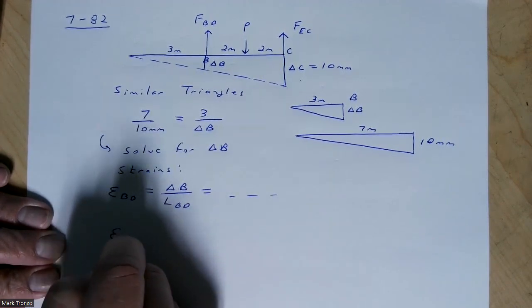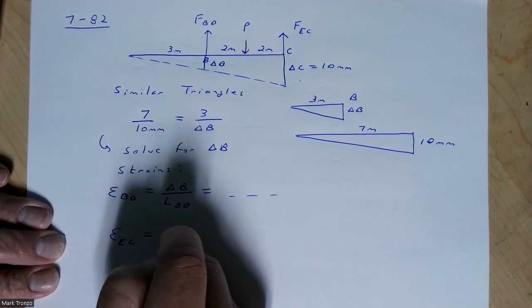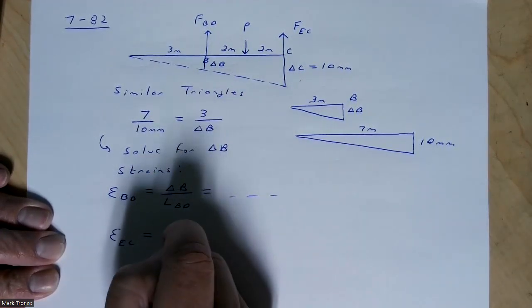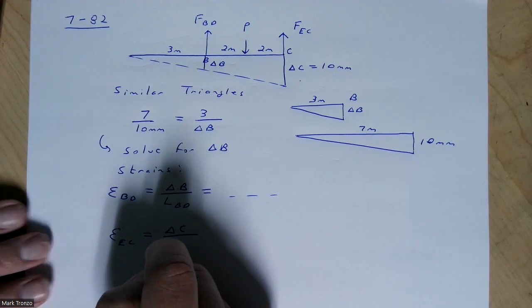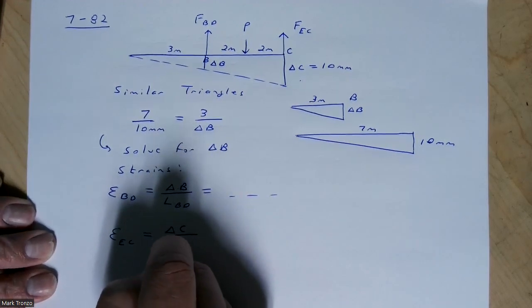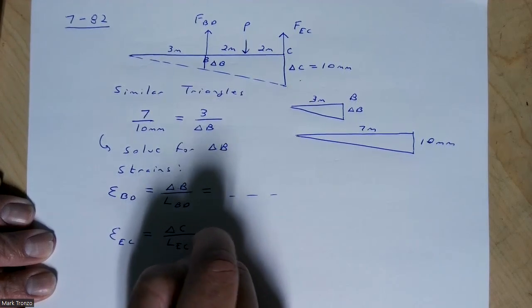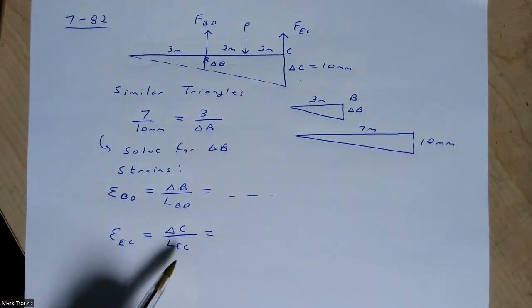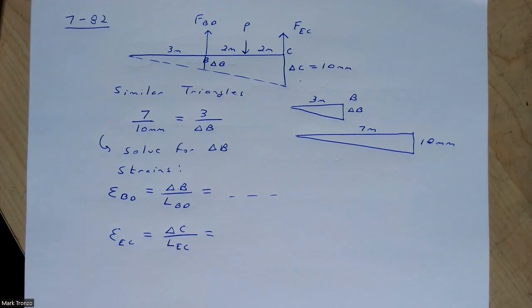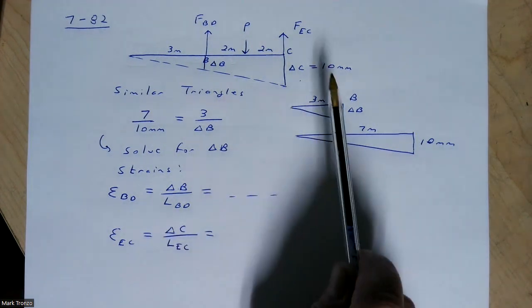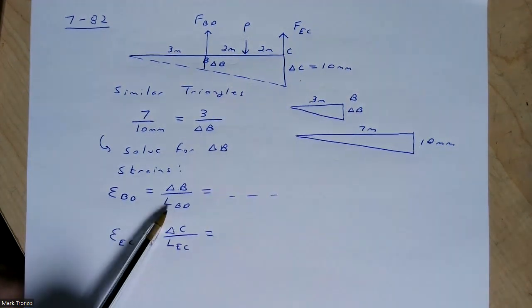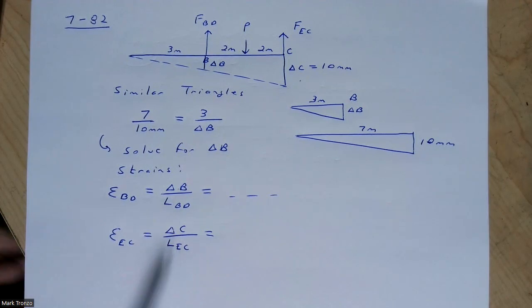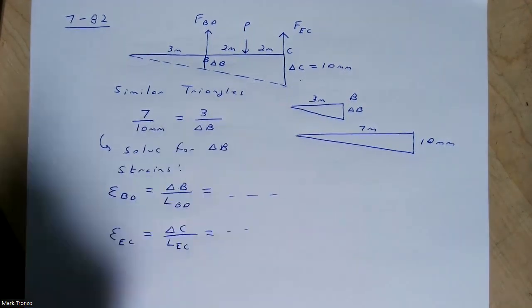And then same thing for EC. Once again, this is going to be the change in C, whatever you were given, divided by the length of the wire, EC. Again, on yours, use whatever displacement you're given for C and use whatever wire length you had for these two. And that'll give your strains.